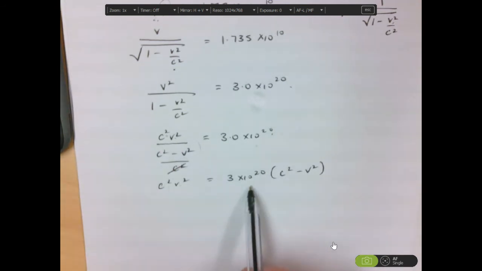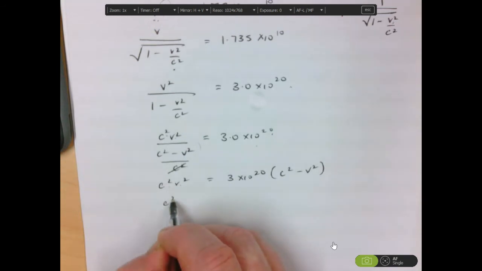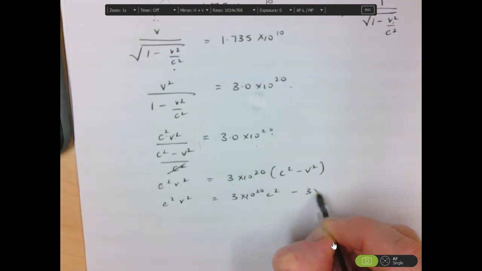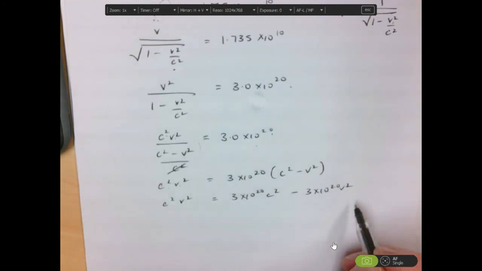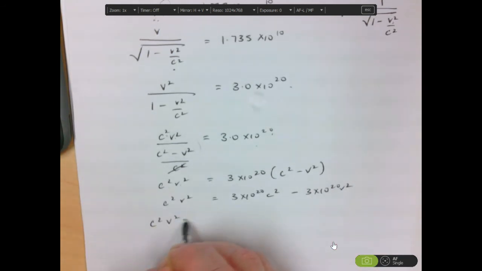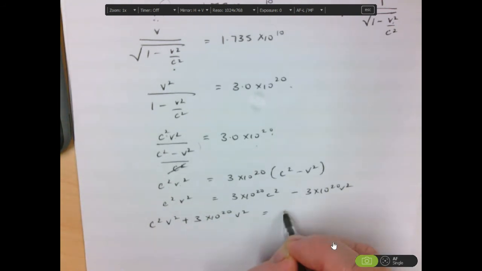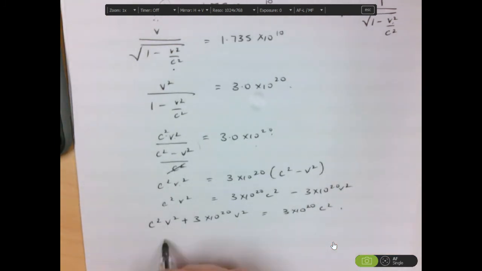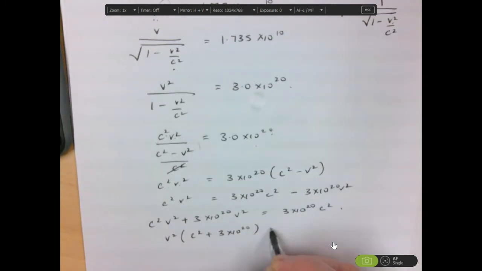I need to get all my v squareds together. So c squared v squared would equal 3 by 10 to the 20 c squared minus 3 by 10 to the 20 v squared. Bringing this over, I will get c squared v squared plus 3 by 10 to the 20 v squared equals 3 by 10 to the 20 c squared. Factoring out the v squared, and then finally getting v squared by itself.